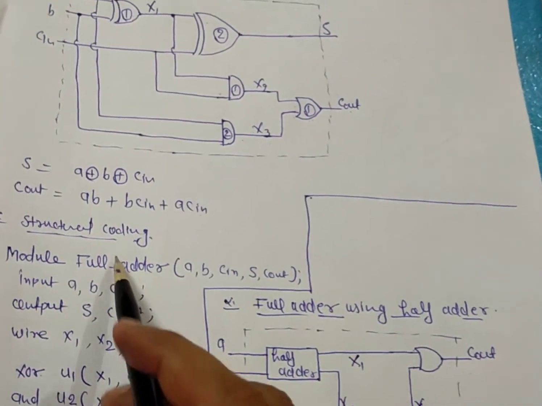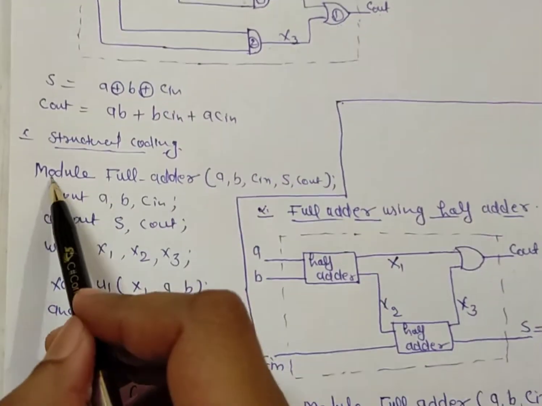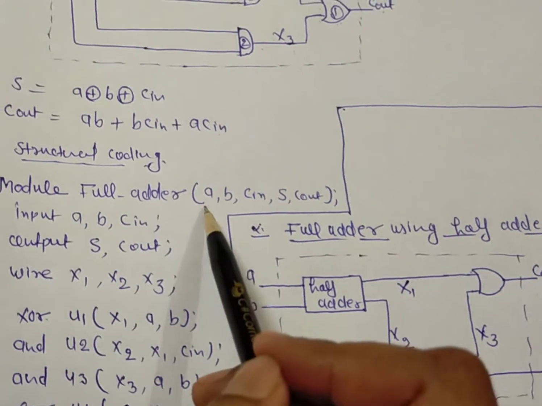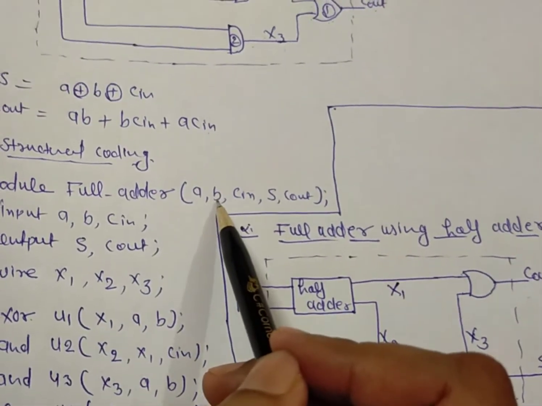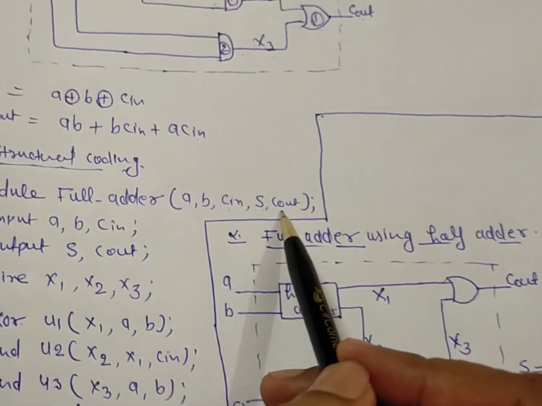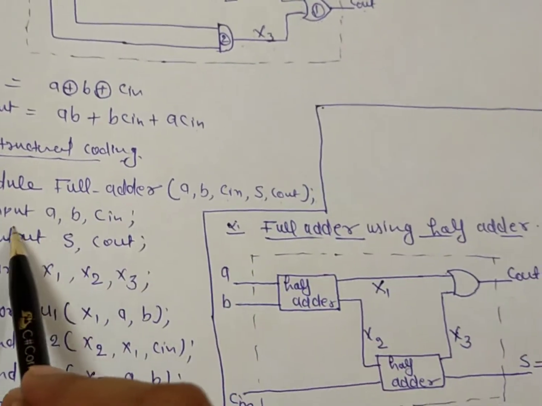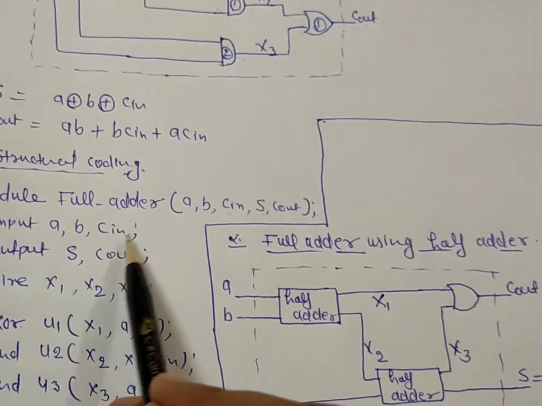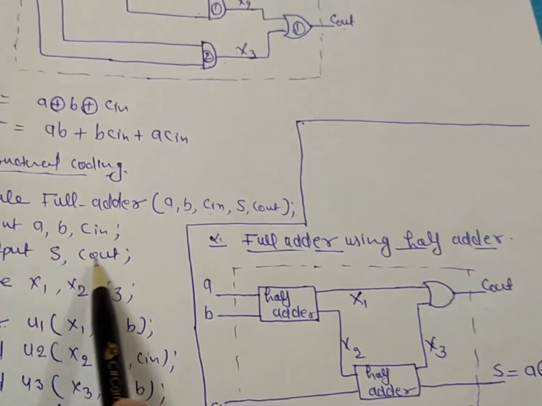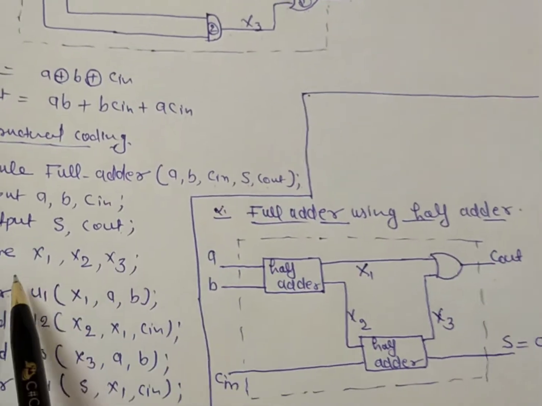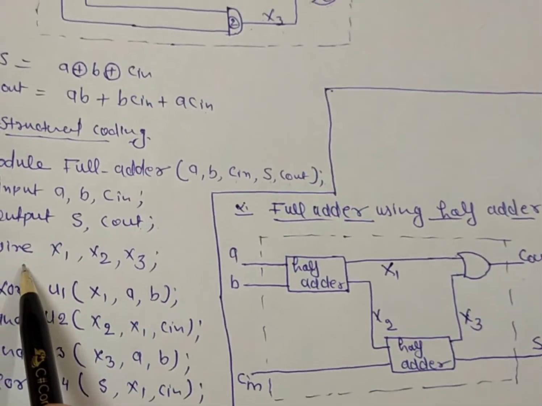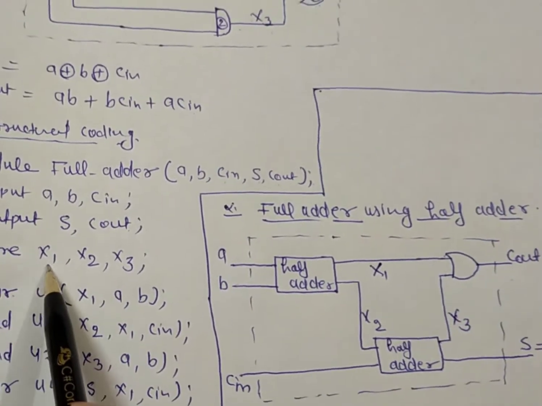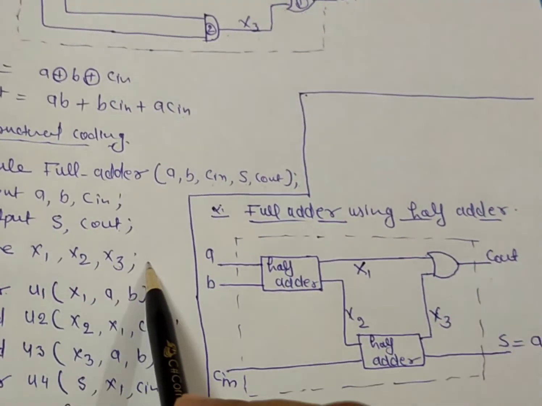Now comes the structural coding. First write the module and the name of the module, and write the input and output: A comma B comma C in comma S comma C out, and then semicolon. Then differentiate the input and output. So input A, B, C in, semicolon, and the output is S comma C out, then semicolon. Then again write all the interconnections that are represented by wires. So write wire X1, X2 and X3, and then semicolon.